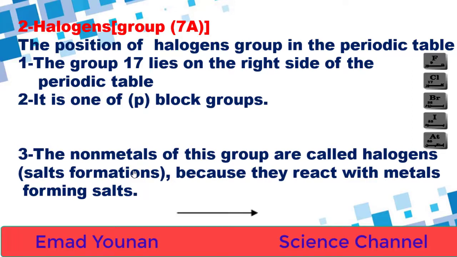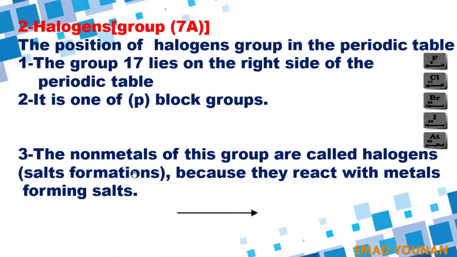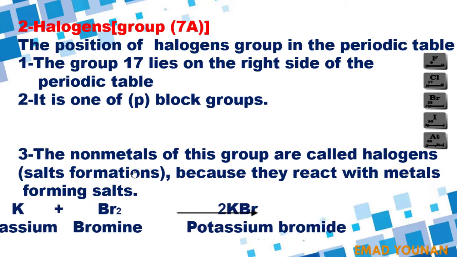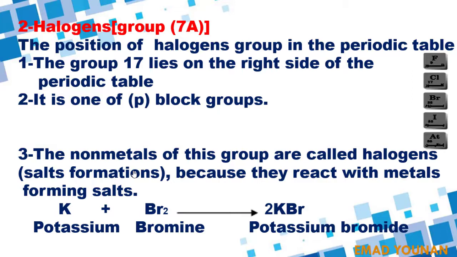Number 3, the non-metals of this group are called halogens. Halogen, the Latin name, means salt formation because they react with metals forming salts. If fluorine reacts with sodium, it forms sodium fluoride, which is called a halide. If chlorine reacts with sodium, it is called sodium chloride. You will find potassium reacts with bromine forming potassium bromide. The symbol is K plus Br2 produces KBr.